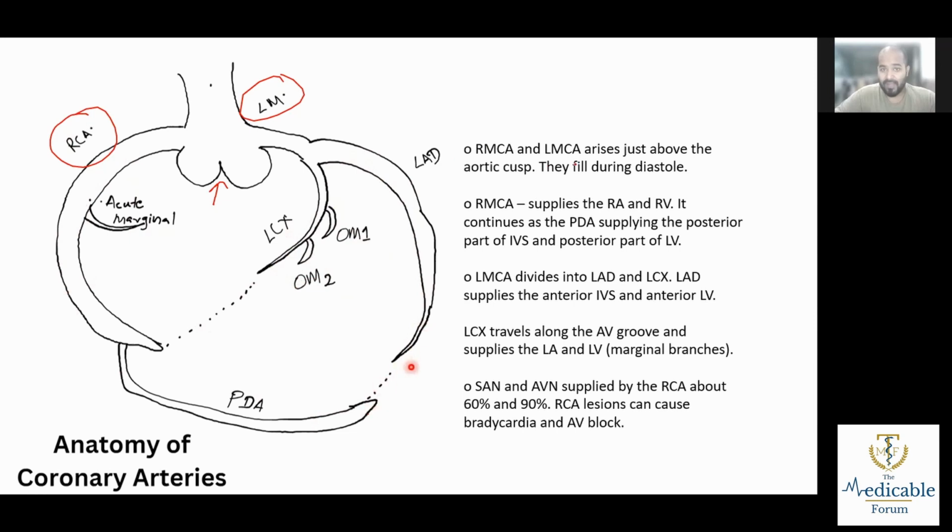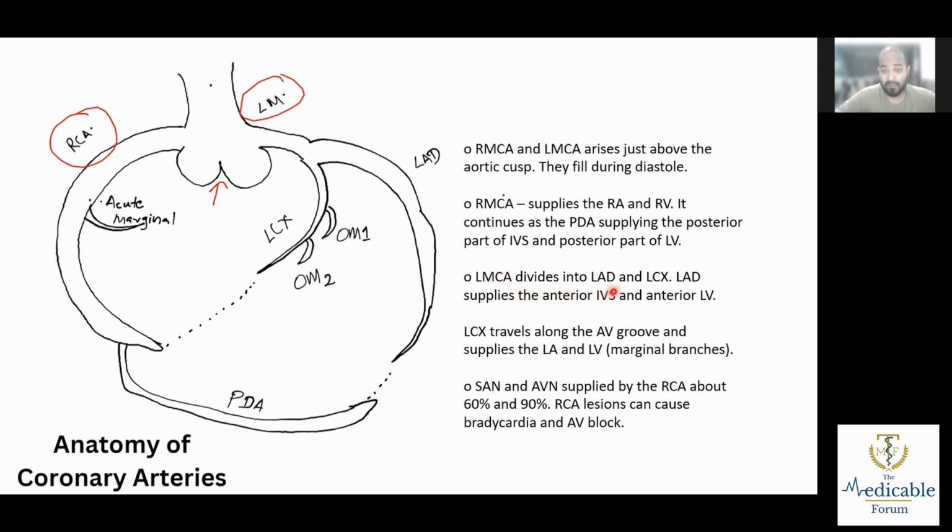So what we need to highlight is that the right main coronary artery supplies the right atrium and the right ventricle. It continues as the posterior descending artery, supplying the posterior part of the interventricular septum and the posterior part of the left ventricle. Now, the left main coronary artery divides into the left anterior descending and the left circumflex, and it supplies the anterior interventricular septum and the anterior left ventricle. Now, the left circumflex, like I said, travels along the atrioventricular groove and supplies the lateral part of the heart with its marginal branches.